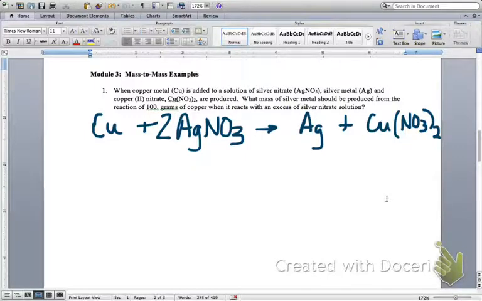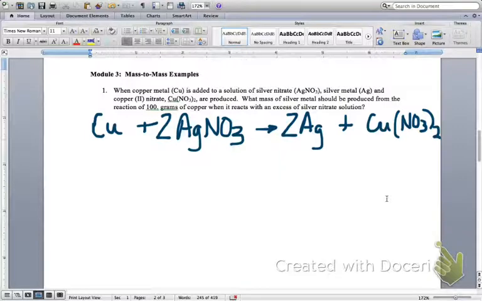Perfect. So what Connor noticed just then is when I put a 2 in front of the AgNO3, I now need to balance the silver. So I now have not only 2 nitrates, but I've got 2 silvers. So we're going to go over to the right-hand side here, and we're going to add a coefficient of 2 in front of the silver. Now is my equation a balanced chemical equation? Yes. So we've got our balanced chemical equation.